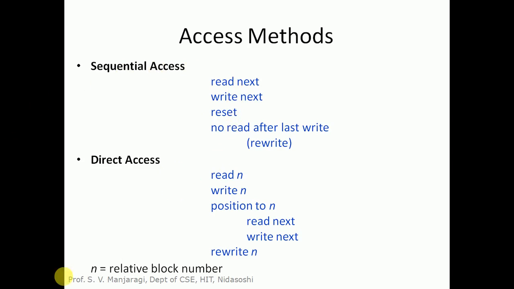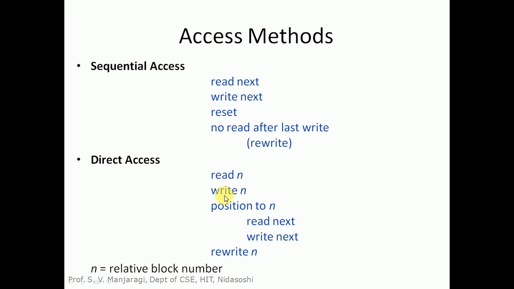In this case, we need to mention a block number. If you take the read operation, it takes n as a parameter. So n basically indicates the block number where exactly we want to read the content. So we'll have to mention the block number of the content in the file. Directly we can go to that particular block and read the contents.